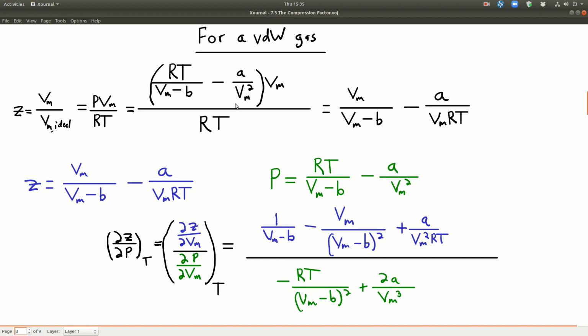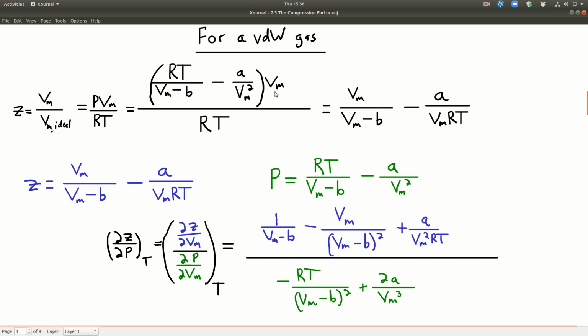So for a van der Waals gas, what we're going to do is look at how the compression factor varies with the pressure and what it tells us. We're going to start out with the definition of the compression factor over here, and we're going to substitute the pressure of a van der Waals gas, RT over molar volume minus b, minus a over molar volume squared, for the pressure. That is just the pressure of a van der Waals gas. And do some substitution and rearrangement.